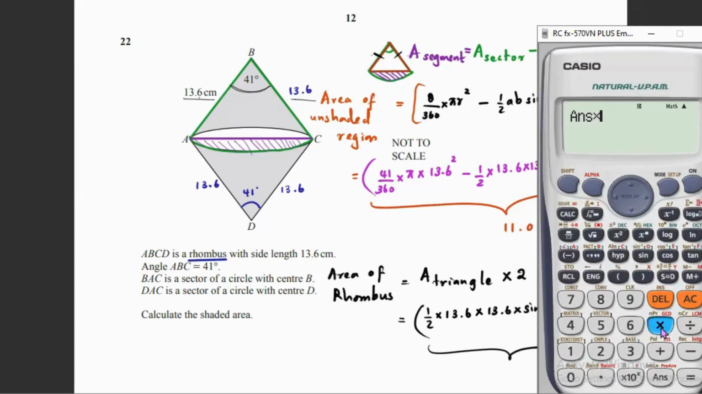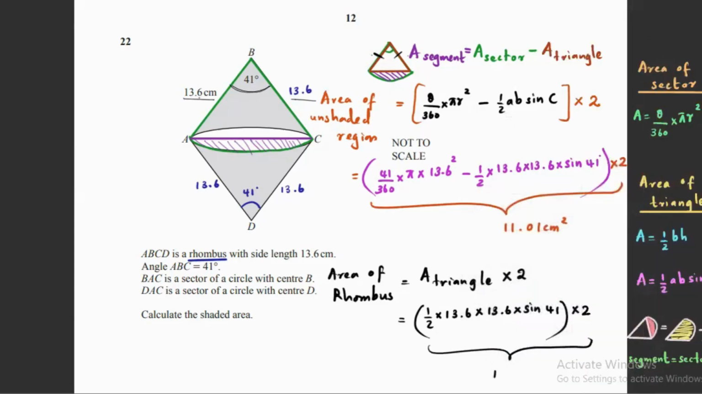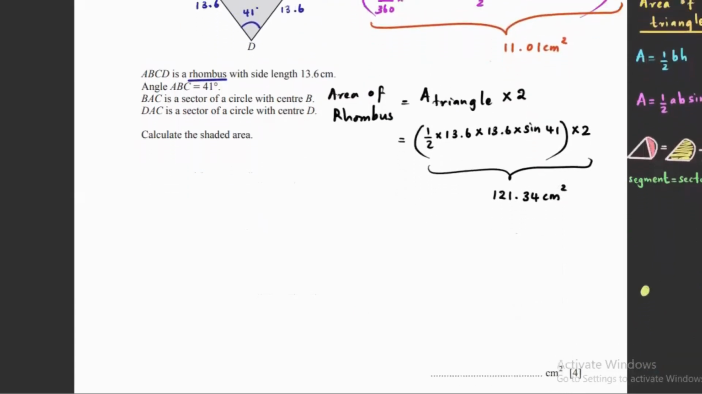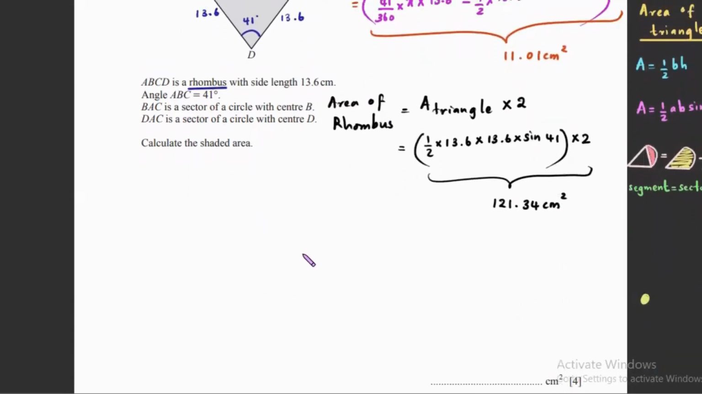60.67. I need to times that by 2 because I have two such sections, which will give me 121.344. So I can write it to two decimal places as 121.34. 121.34 centimeters squared is the area of the rhombus. Now I need to calculate the area of the shaded region. If I'm to calculate the area of the shaded region, I need to deduct the area of the unshaded region from the area of the rhombus.